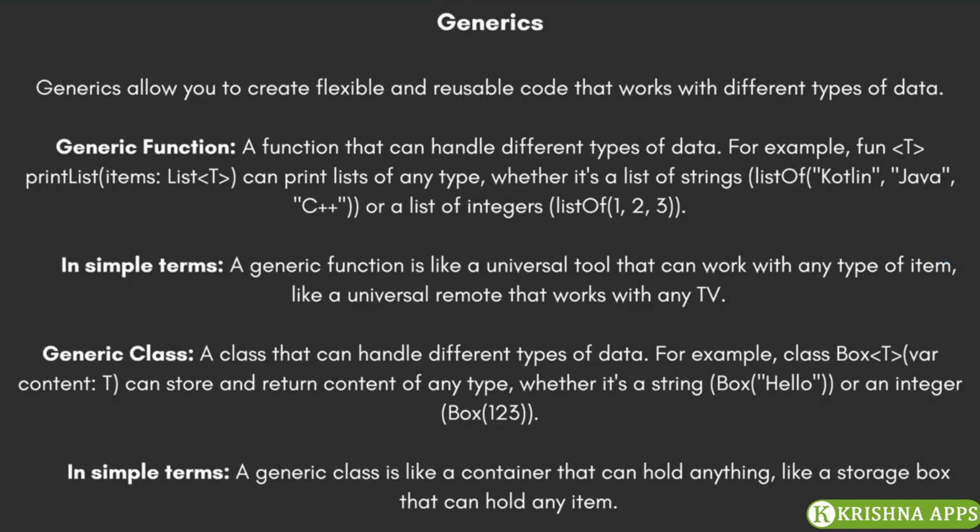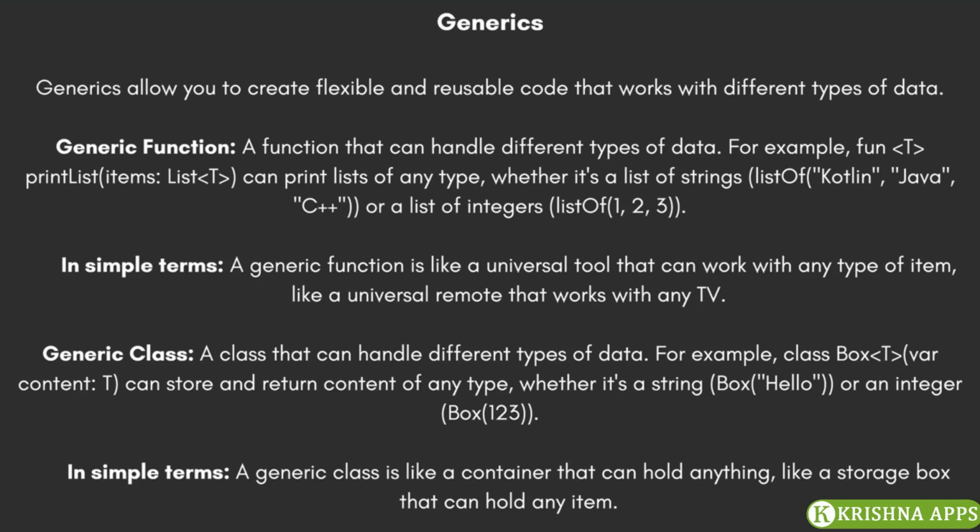Generics. Generics allow you to create flexible and reusable code that works with different types of data. Generic function. A generic function that can handle different types of data. For example, fun T print list items list T can print lists of any type, whether it's a list of strings or a list of integers. So it can be a list of text or numbers. Simply put, a generic function is like a universal tool that can work with any type of item, like a universal remote that works with any TV.